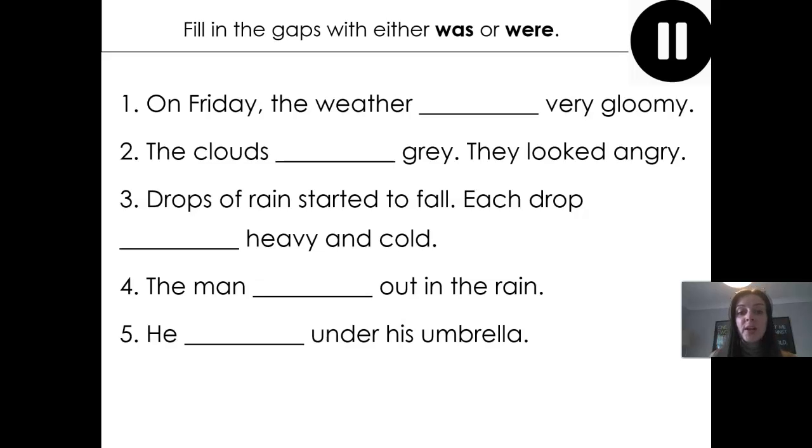On Friday, the weather, something, very gloomy. Just say it out loud first. Which word would fit there? Is it was or were? Tell me on 3, okay? 1, 2, 3. Okay. On Friday, the weather was very gloomy. So I'm going to write that sentence out in full, and then I'm going to write the correct word in that place. Okay? Over to you. I want you to pause the video and work through sentences 1 to 5 in your book. Off you go.